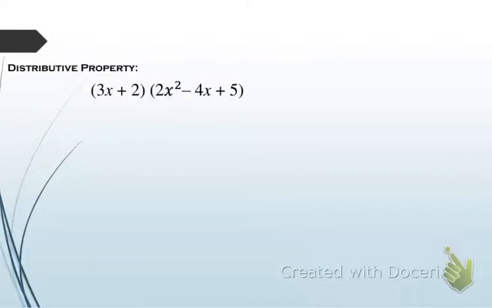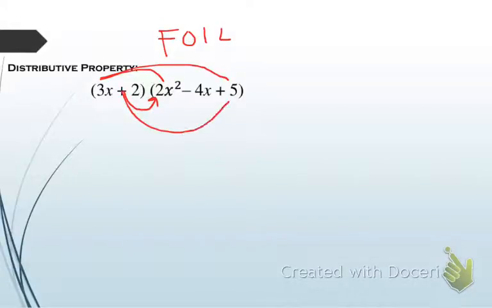Let's try another one. Okay. Now you might be thinking, well, why don't we just do the FOIL method? Okay. Remember FOIL, in 4 steps you get your answer. So first times first, first times last, inner, and then last times last.